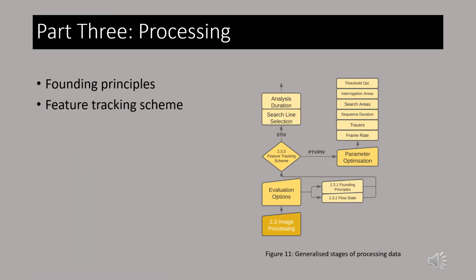Which takes us on to our third stage of the image velocimetry process, which is that of actually processing the video data through either a PIV or a PTV program. To better understand which method is best for the data you have, I break down the processing into two separate subheadings, and that's founding principles and feature tracking schemes.